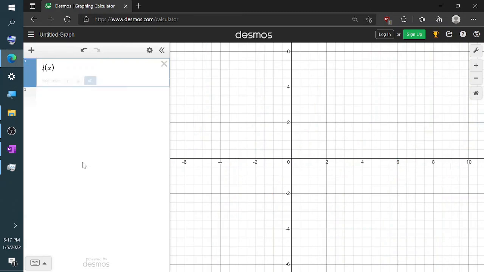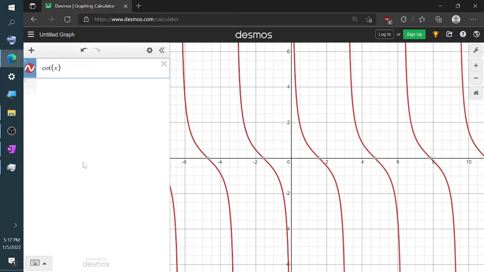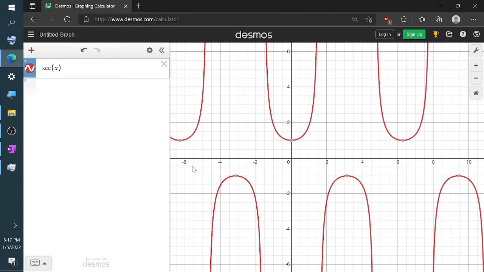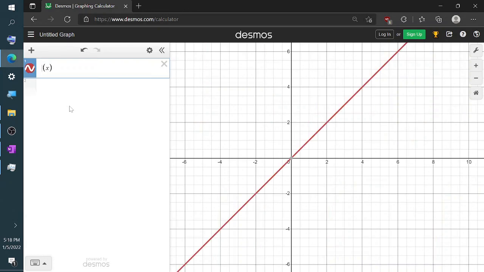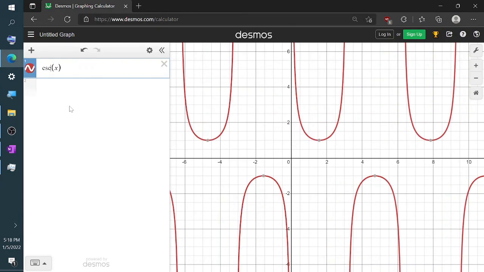Cotangent is quite similar, except the snakes move in the opposite direction. They go down instead of up. Secant looks like a bunch of parabolas, some of which are pointing up and some of which are opening down. And cosecant is very similar to secant and also looks like a bunch of parabolas. This, as usual, can be obtained by hand by plugging various angles into these functions and plotting their outputs.